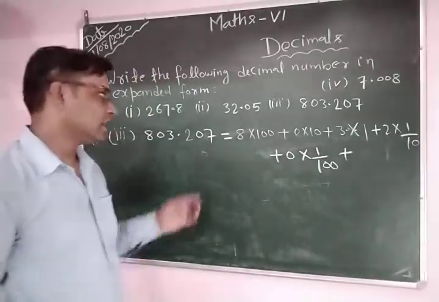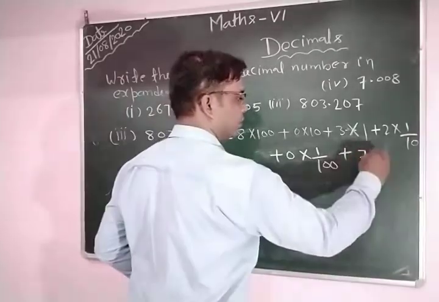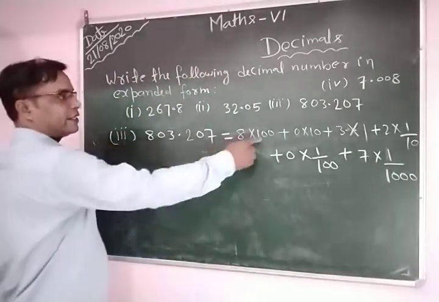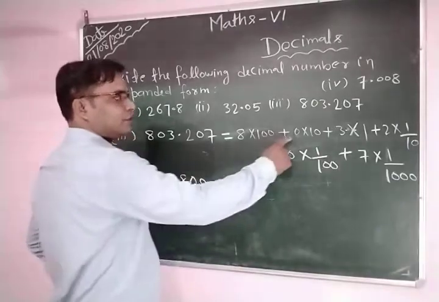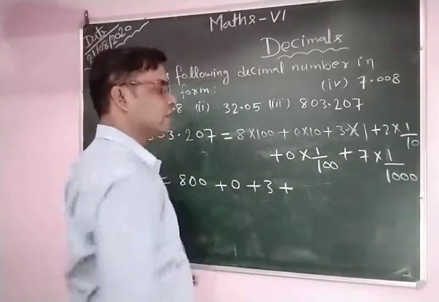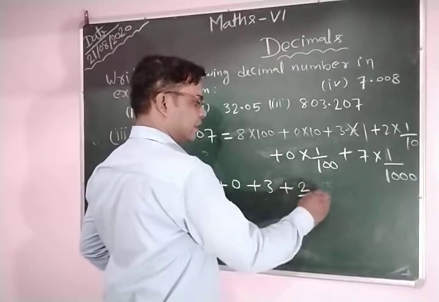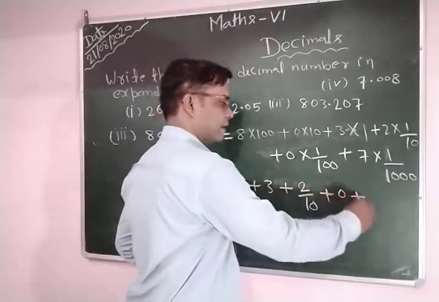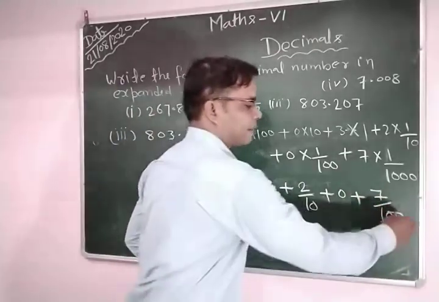7 is the thousandths place, so this 7 is multiplied by 1 by 1000, so 7 into 1 by 1000. Clear? Now we can write it like this: 8 into 100 becomes 800, plus 0 into 10 becomes 0, plus 3 into 1 becomes 3, plus 2 into 1 by 10 becomes 2 by 10, and again 0 into 1 by 100 becomes 0, and 7 into 1 by 1000 becomes 7 by 1000. And clear?